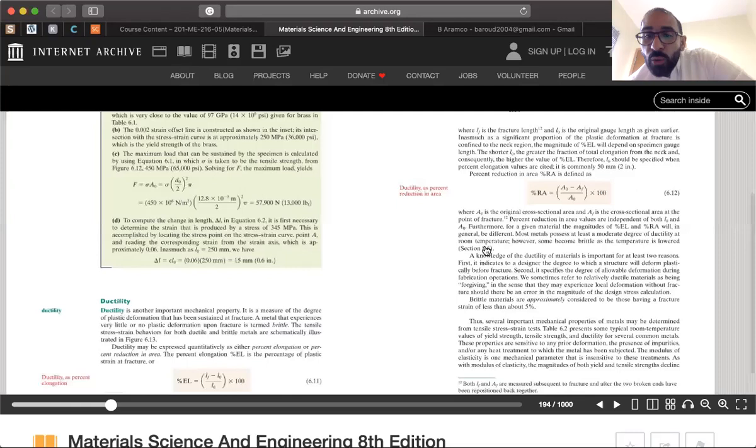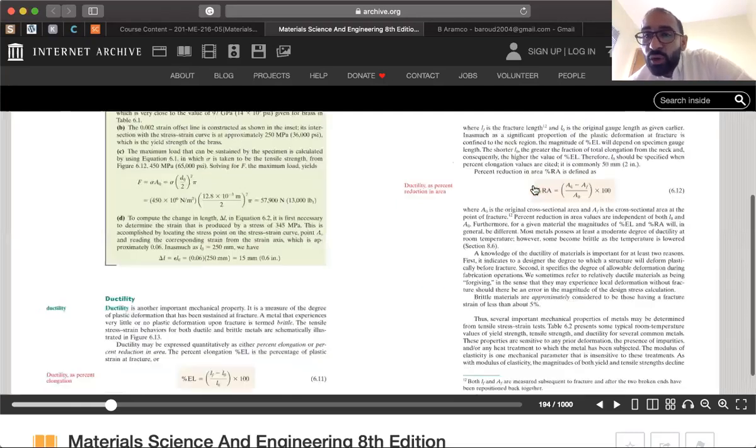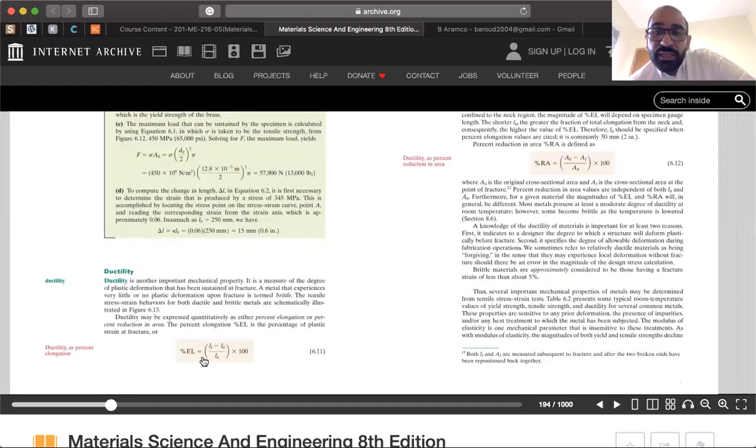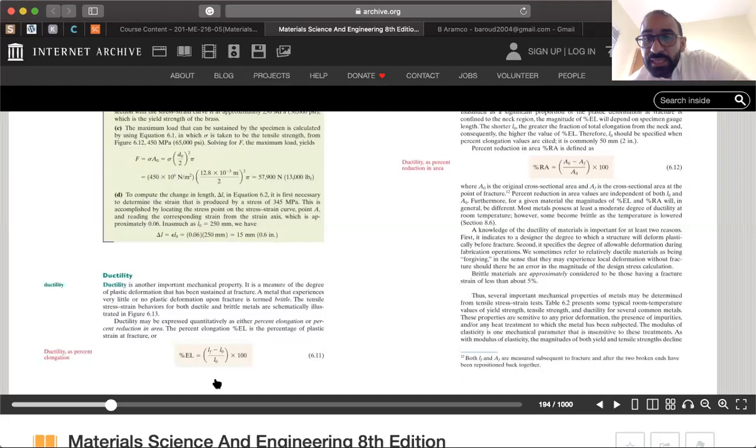Now we can quantify how ductile the material is by using the elongation percentage, which is how much change we see in the length. So L final minus L initial over L initial times 100 gives you the elongation percentage, right? If the material demonstrates a higher elongation percentage, the material is ductile. And if it's showing less elongation, that means it has less ductility.